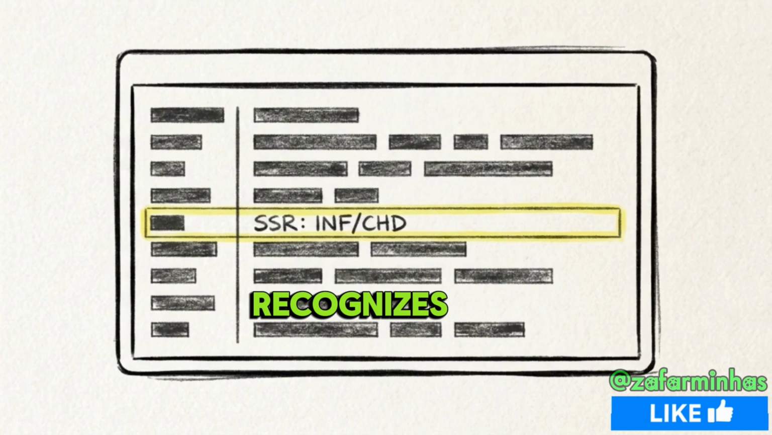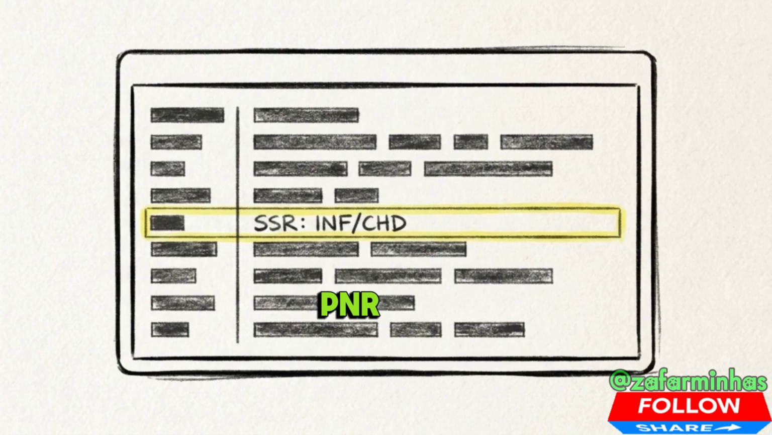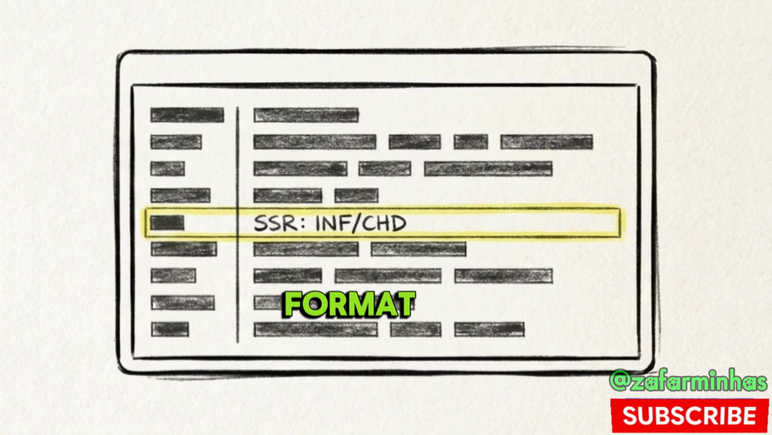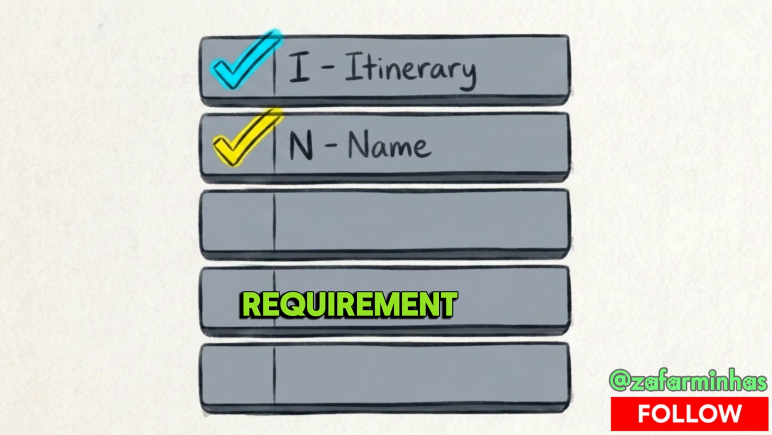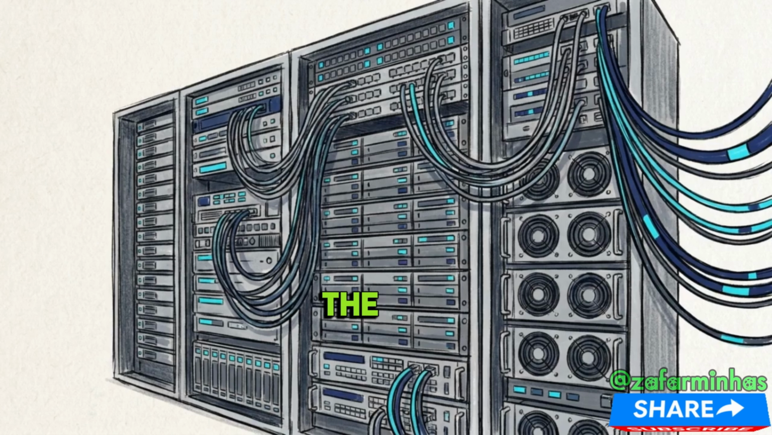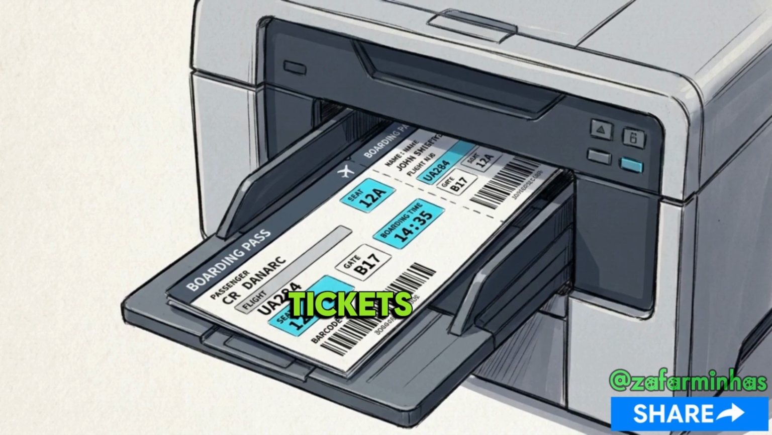Amadeus automatically recognizes these infant and child codes and stores them securely within the PNR in a Special Service Request, or SSR, format. With our passengers entered, the name requirement is satisfied. Strictly following this bracketed syntax ensures the airline's automated systems can process the traveler types correctly, preventing rejection when it's time to issue the actual tickets.